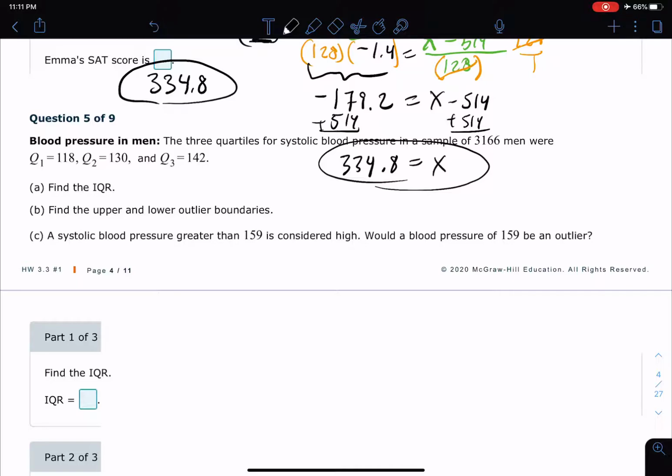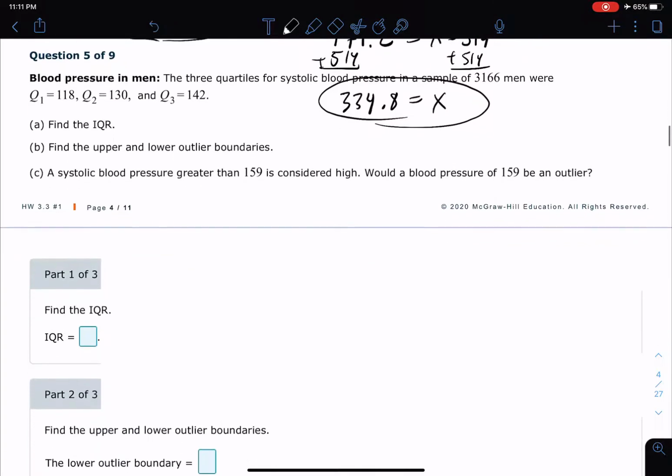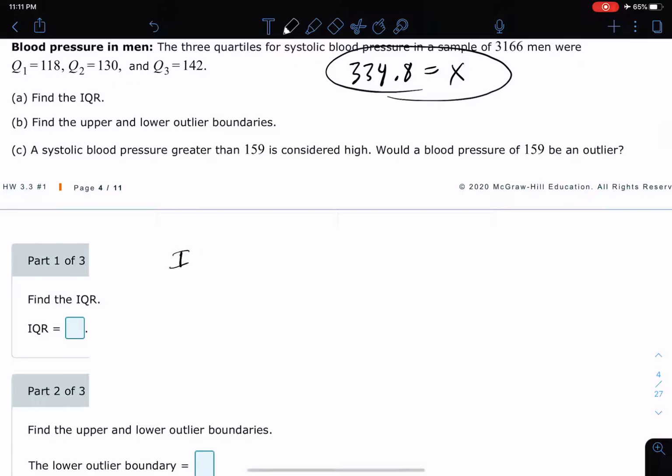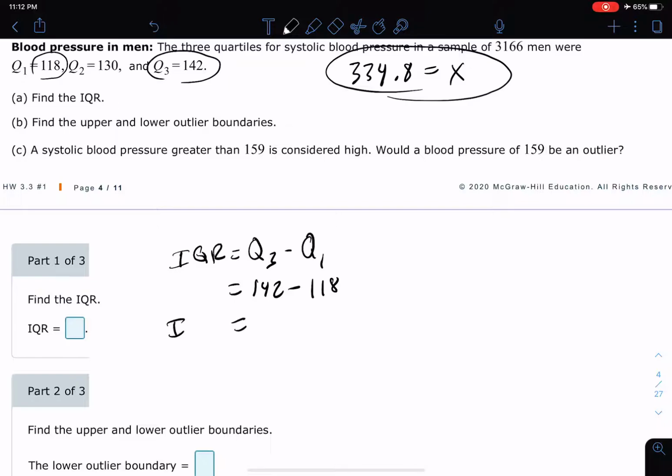Okay. Well, they're giving us, we don't have to find the quartiles, so that's great. So if we want to find the IQR, remember the IQR is just going to be Q3 minus what? Q1. So Q3, they told us right there, Q3 is 142 minus Q1, which is 118. Therefore, the IQR is 142 minus 118, which is 24.